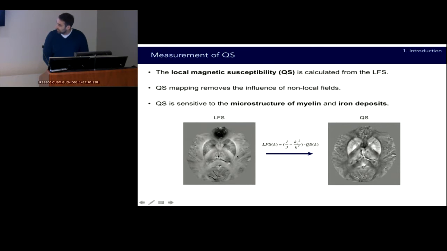However, briefly, I'll condense it into modeling this LFS map by a series of magnetic dipoles at each point in the brain. And if we remove the influence of those dipoles, which will have varying magnitudes depending on the tissue structure, we can extract a representation of the underlying magnetic susceptibility chi. And this is typically done by Fourier transforming this image, then zero padding it, and then removing the dipole field, which is represented here in K space, and then coming back to the original image, or the QS image.